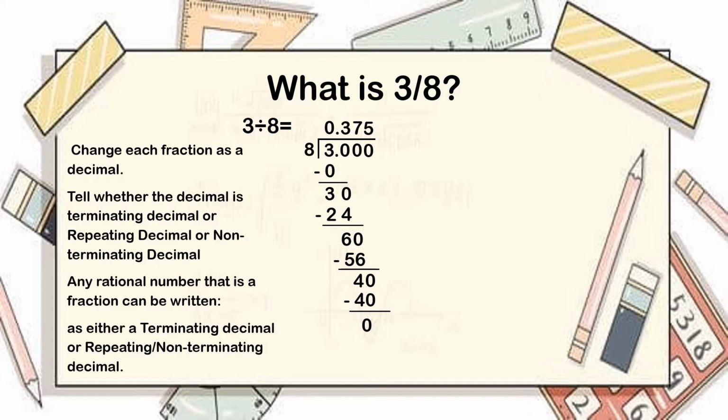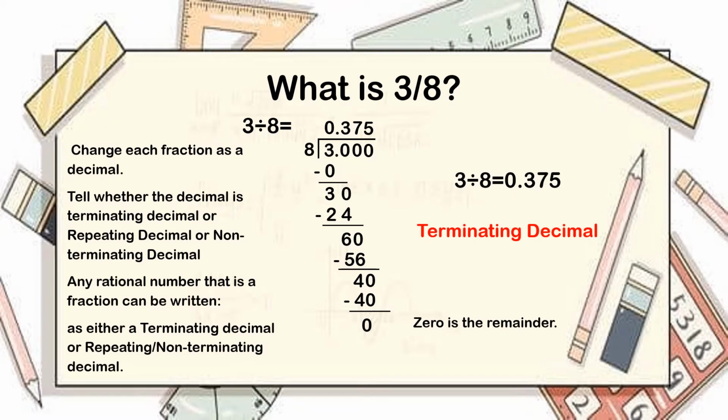Now, as you look, the answer is 0.375. What is our remainder, children? Yes, 0 is the remainder. Now, let us identify if terminating or repeating decimal. 3 divided by 8 equals 0.375. And we said that if the remainder is 0, the decimal is a terminating decimal.